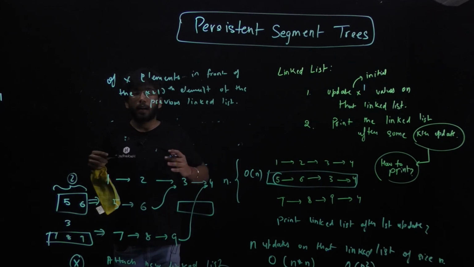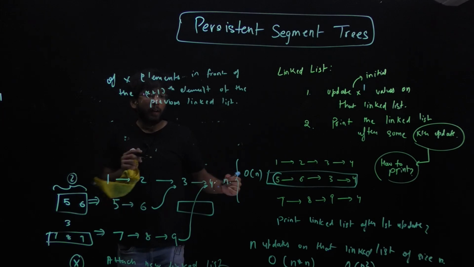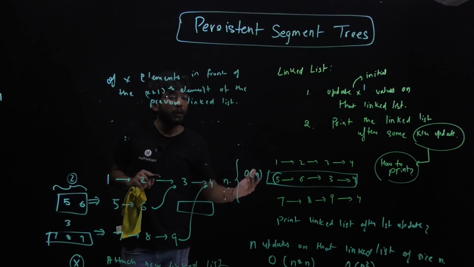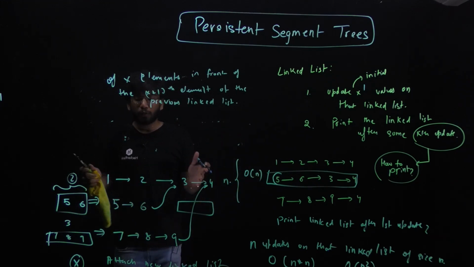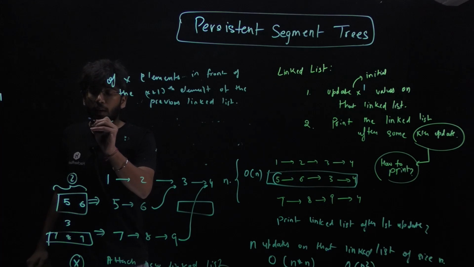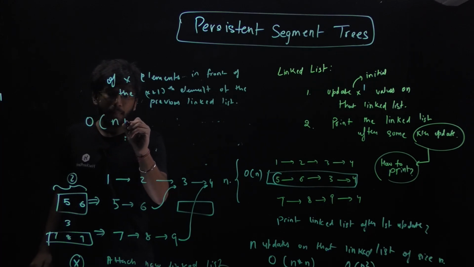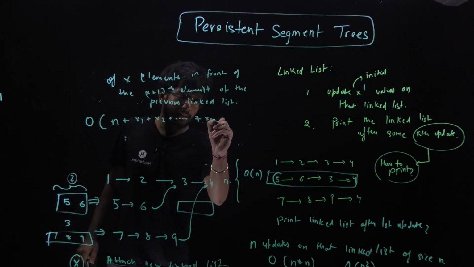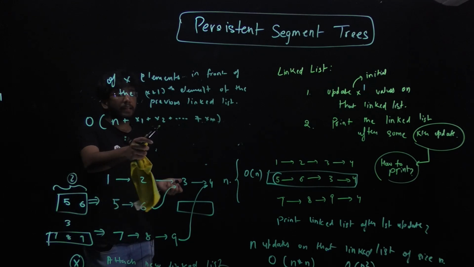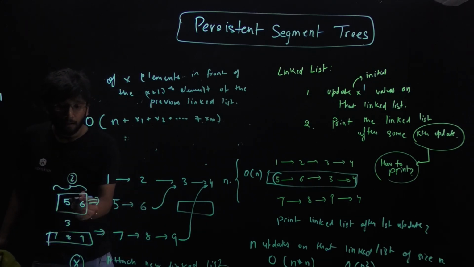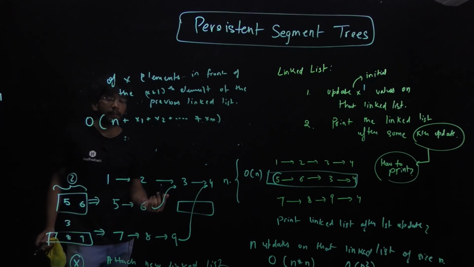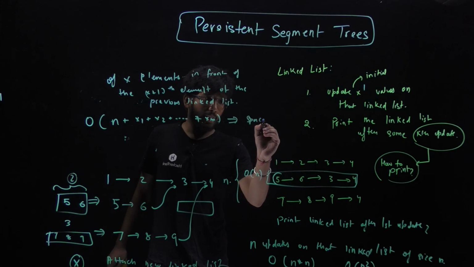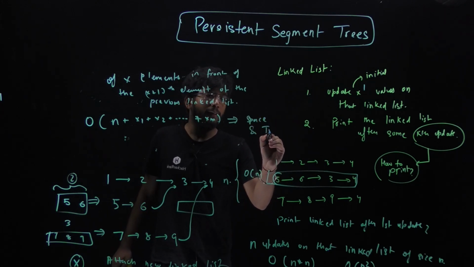So now you have some time to guess what would be the complexity in terms of time and space for the new algorithm or for the new solution that we have. So it would be O of n plus x1 plus x2 and so on up till xm, where x1, x2 are the sizes of the element updates that are taking place, and this is the space complexity as well as the time complexity.